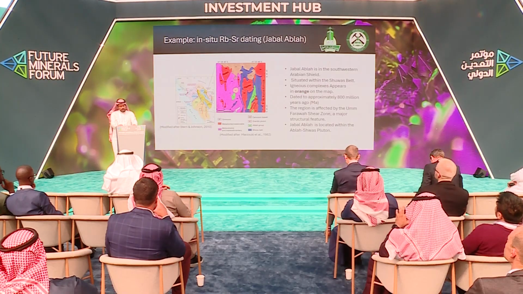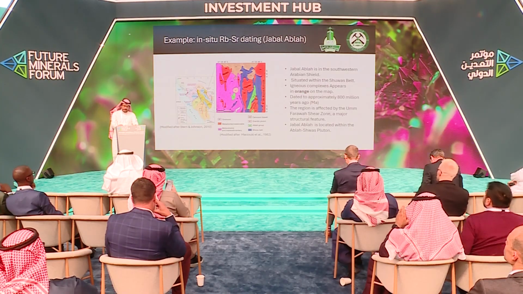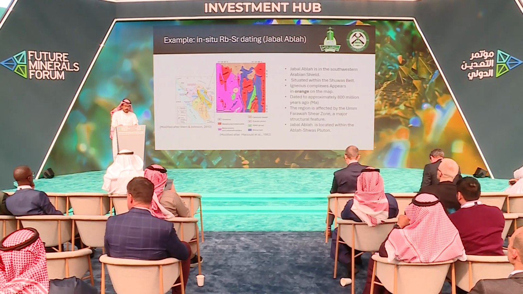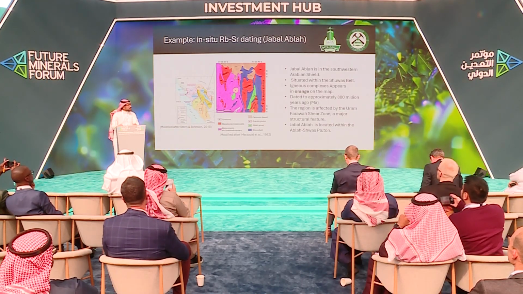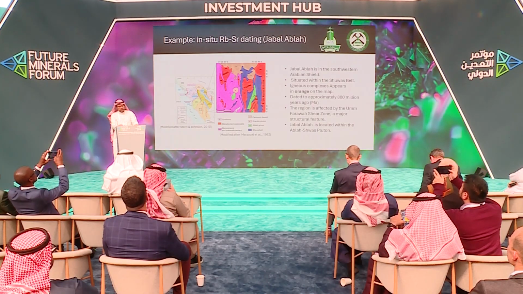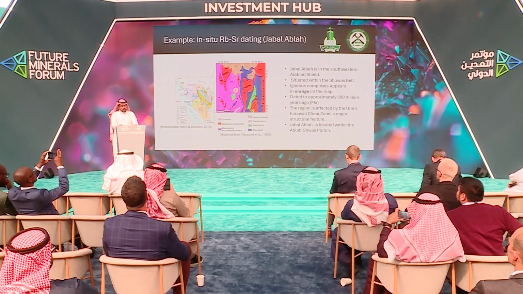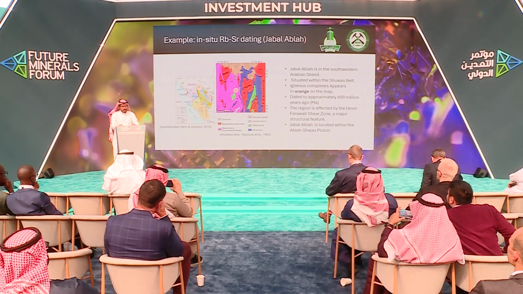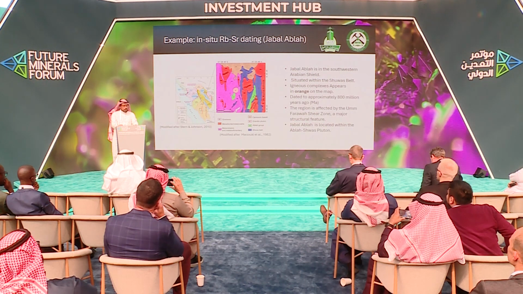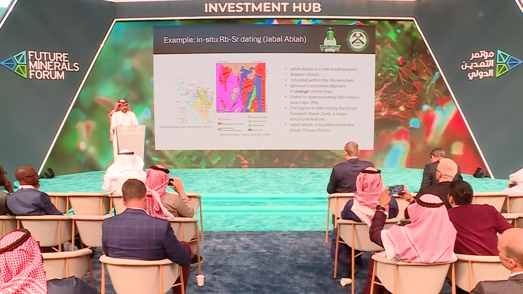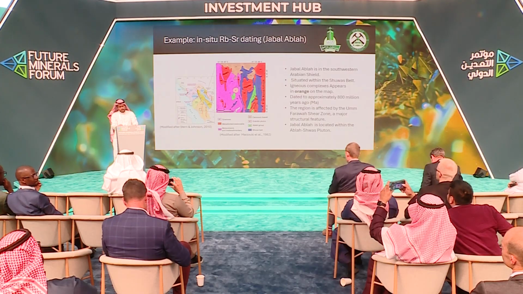Now let's take you to a real case study to see how we can use in-situ rubidium-strontium dating to determine the age of the key events that shaped Jabal al-Abla. Jabal al-Abla is a known ancient gold mine site located in the southeastern part of the Arabian Shield, specifically in the Shwas Belt. The Shwas Belt is intruded by a dioritic unit, and the entire region has been affected by a major structure called the Farwa Shear Zone.